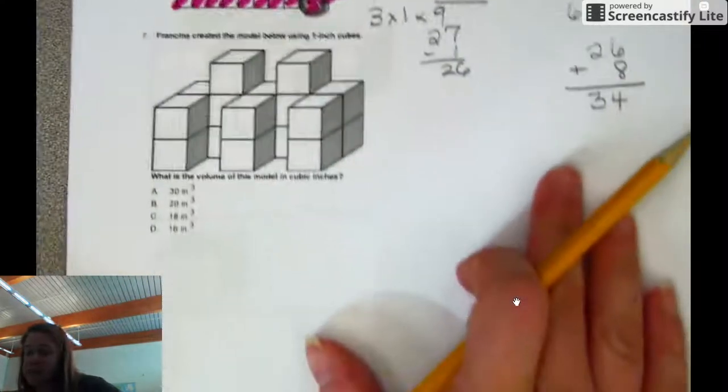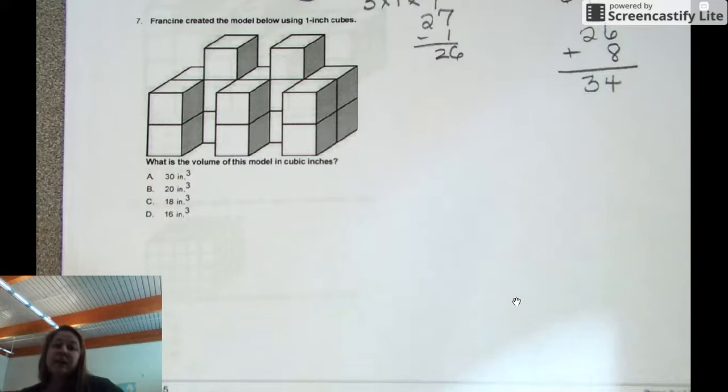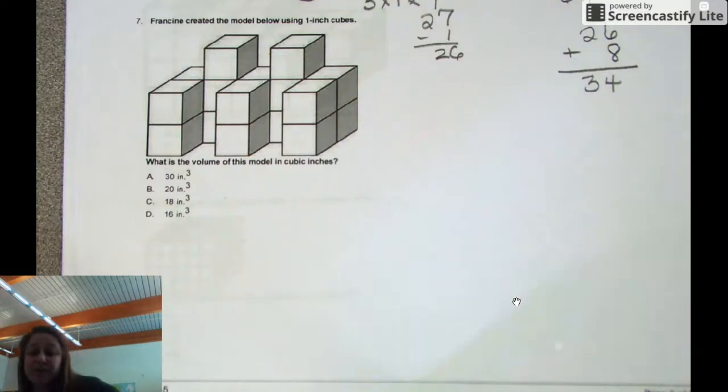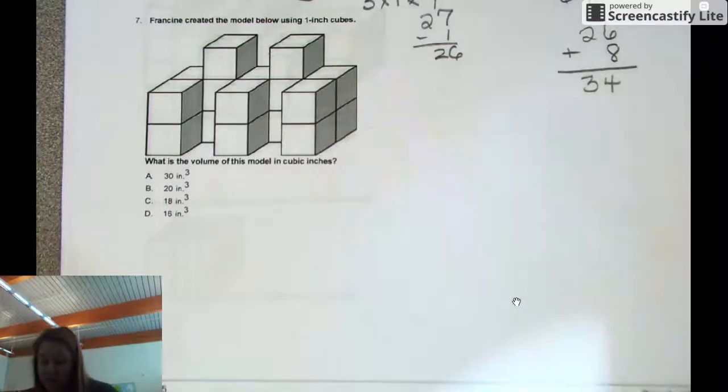Okay, question number 7. Francine created a model below using 1-inch cubes. What is the volume of the model in cubic inches? So once again, I can count this again. We know that it's 2 in height. So I'm going to do it once again, just like I did that very first one with the color. Let's break this apart here.